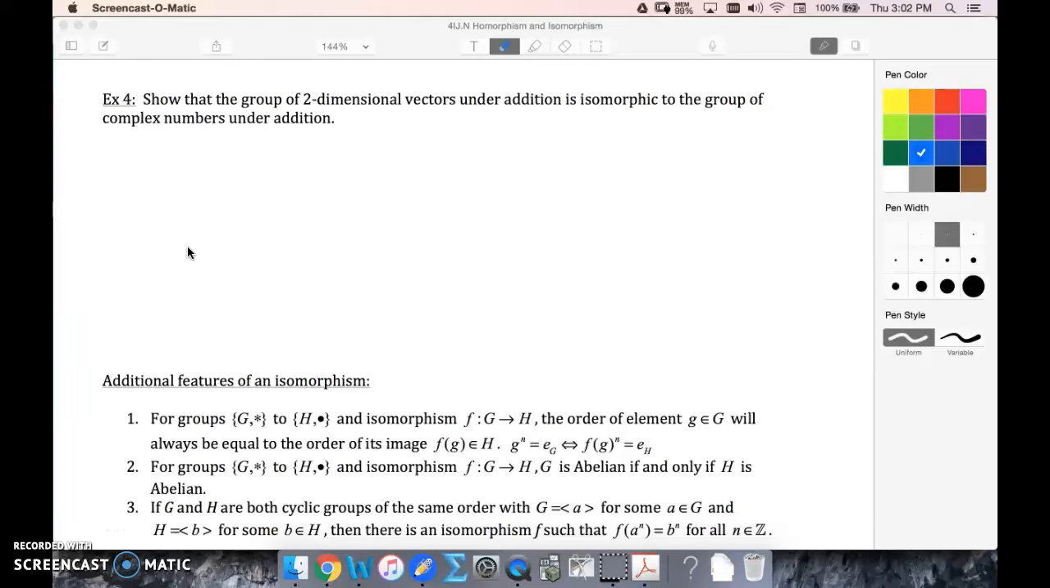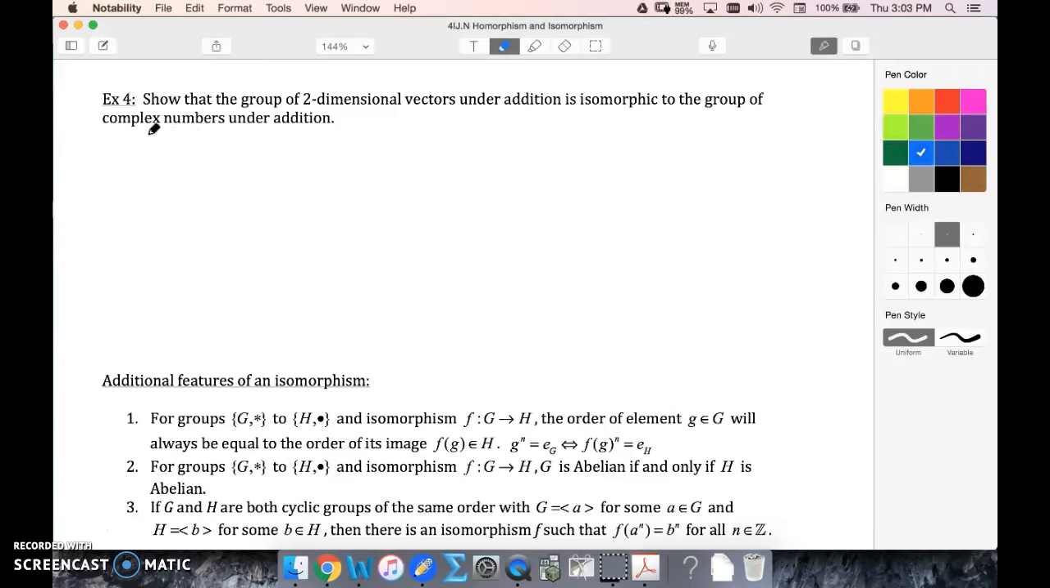All right, in this example, we're looking to show that the group of 2D vectors under addition is isomorphic to complex numbers under addition. So we've got two infinite groups, so we're not going to use a Cayley table for sure to show this. So let's first start thinking about our groups.